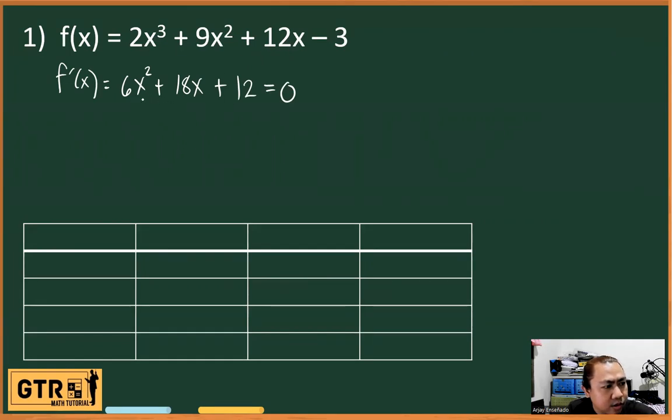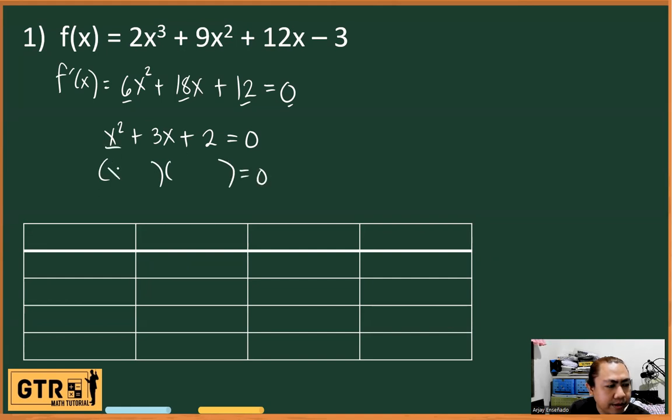So 6x squared plus 18x plus 12 equals 0. Solve for x. As you can see, we have 6, 18, and 12. They are all divisible by 6. So divide each term by 6, left side and right side. If we divide that by 6, we have x squared plus 18 divided by 6, that is 3x, plus 12 divided by 6, which is 2, equals 0. Then solve for x to find the critical value. We can easily solve the value of x by factoring.